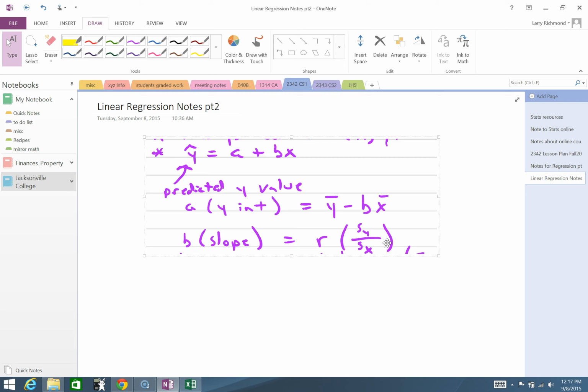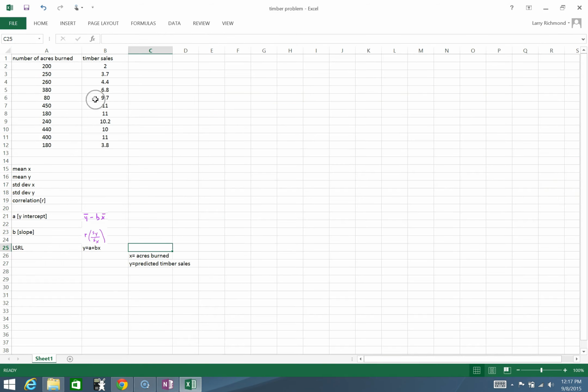Reference page 172 from the digital pictures of the book. This is the problem that we discussed in our last class. This problem dealt with numbers of acres burned in timber sales. At this time, pause the video and enter in those values. This is from page 172, problem number 4.4. Enter these values in at this time.